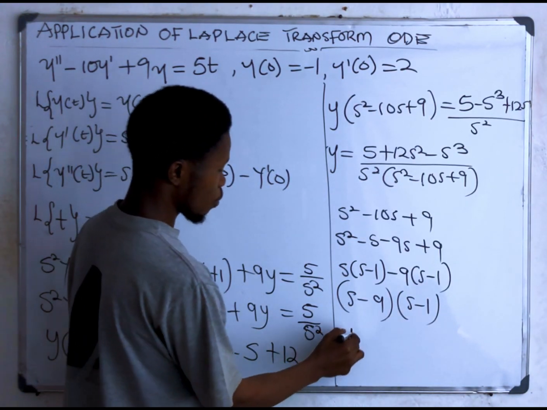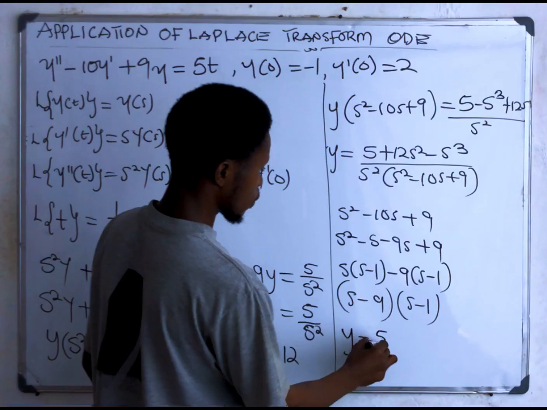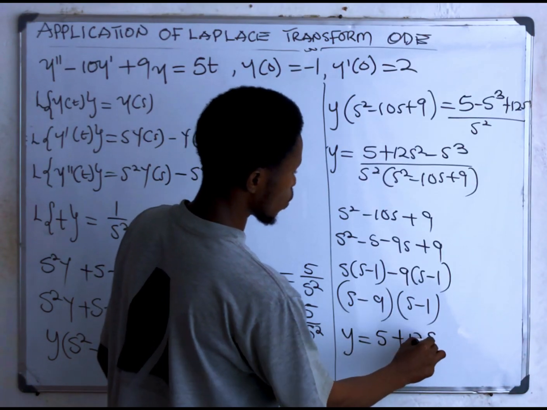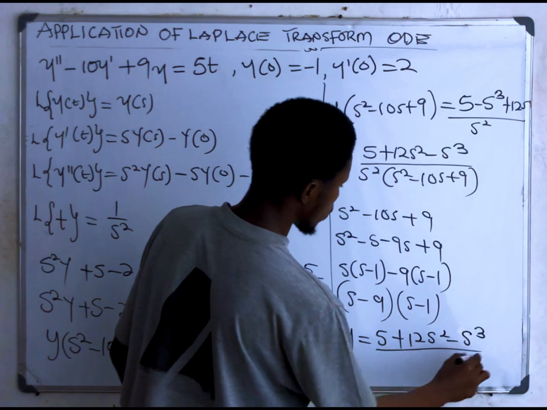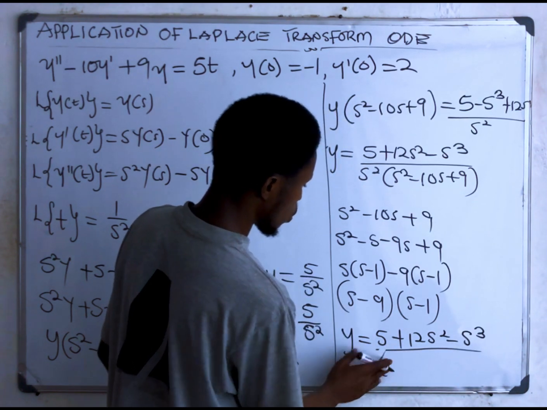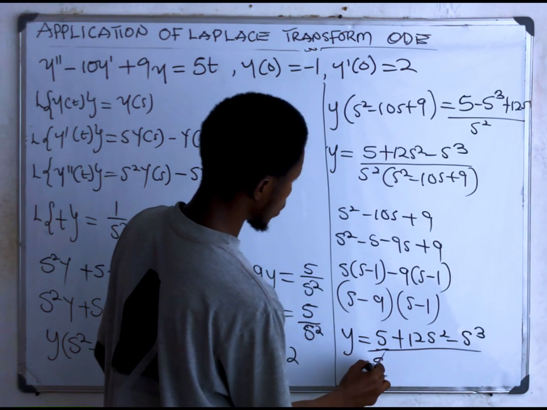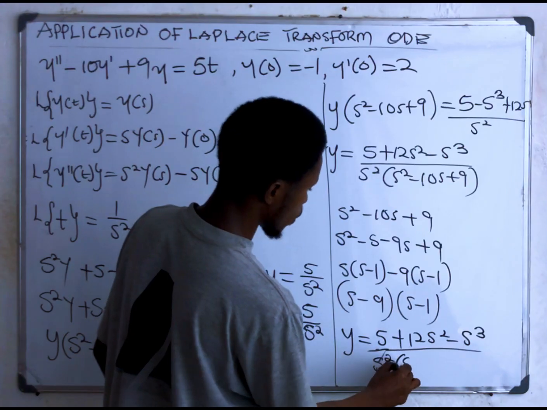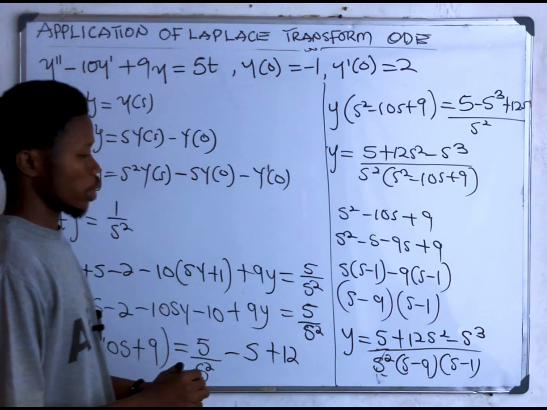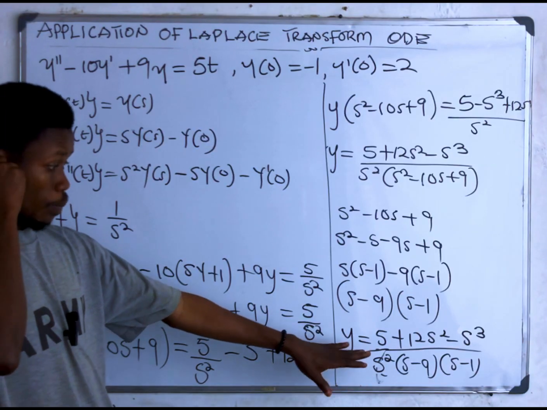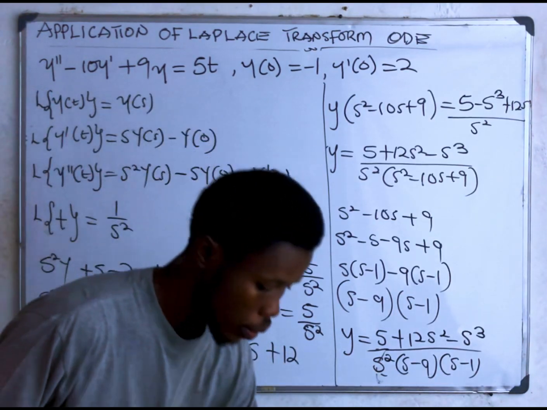So I have y equals 5 plus 12s squared minus s cubed, all divided by, already I have s squared here, bracket open, s minus 9 here, then s minus 1. So this is what we have. This is perfect, right? Good.